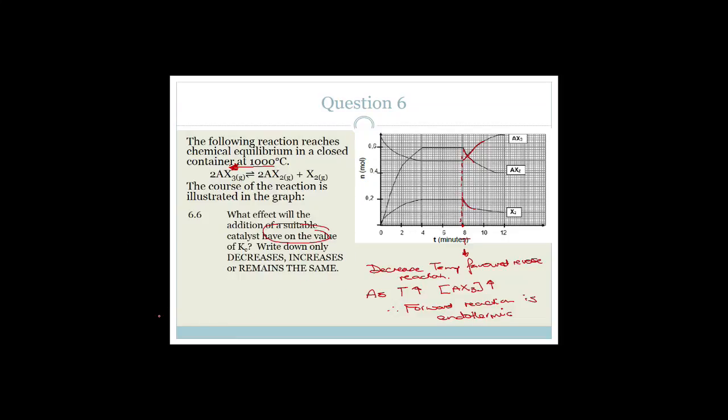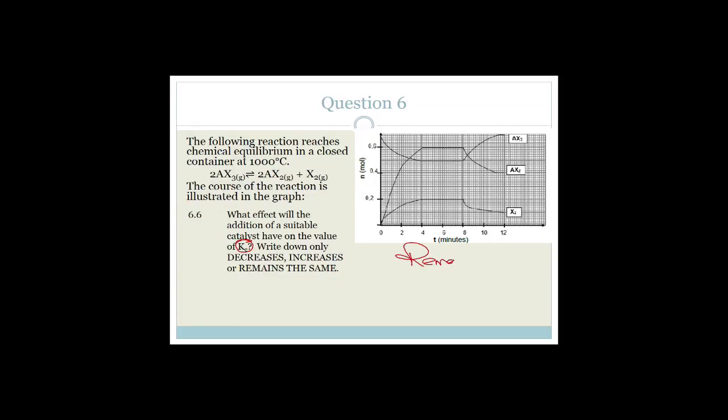Next it says, what effect will addition of a suitable catalyst have on Kc? Write down only decreases, increases, or remains the same. And the correct answer is remains the same. Grade 12s, the only thing that affects Kc is temperature. Catalyst does nothing to equilibrium. A catalyst gets the reaction to the end faster, but it doesn't actually change the number of products or reactants. So therefore, a catalyst has no effect on Kc, and the only thing that affects Kc is temperature. So the correct answer is remains the same.